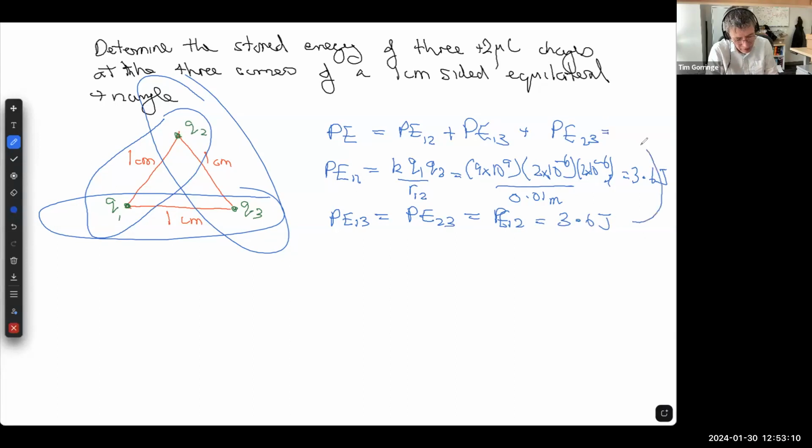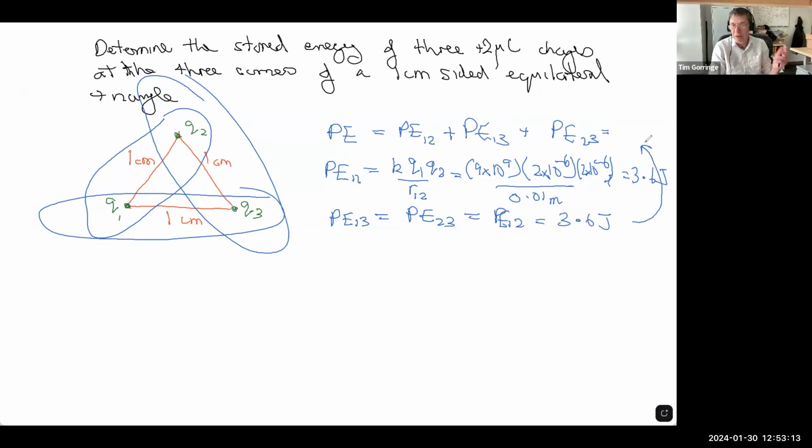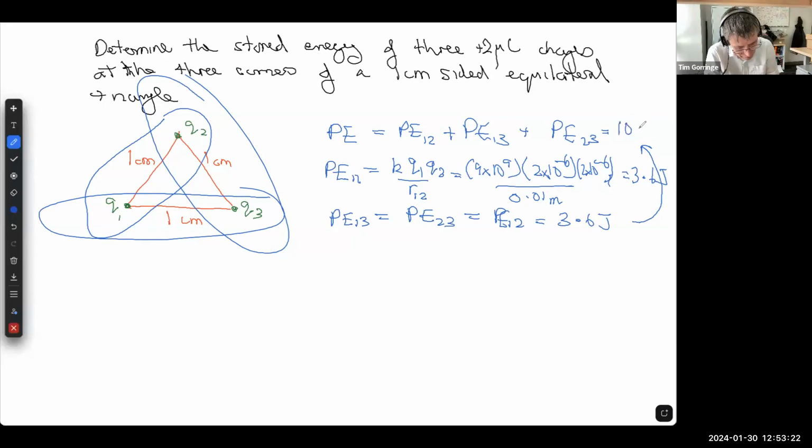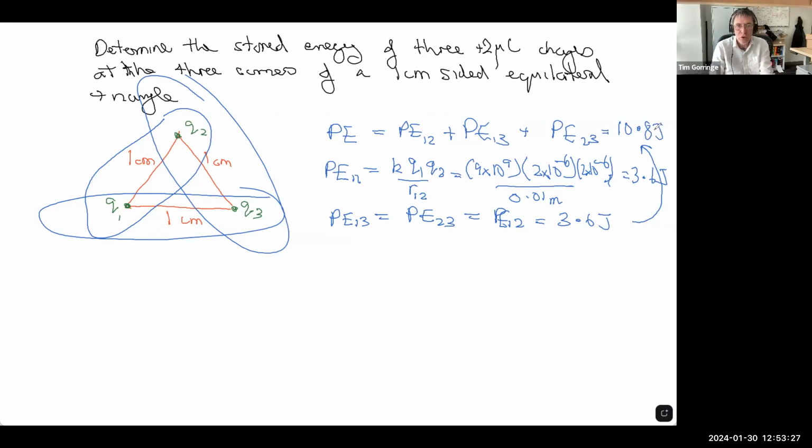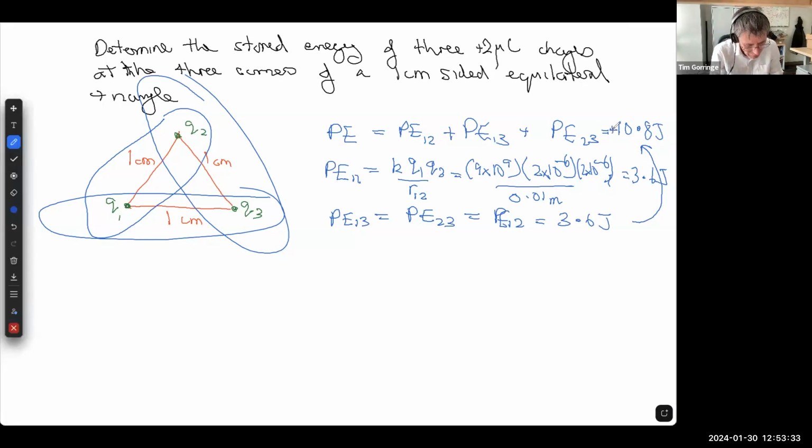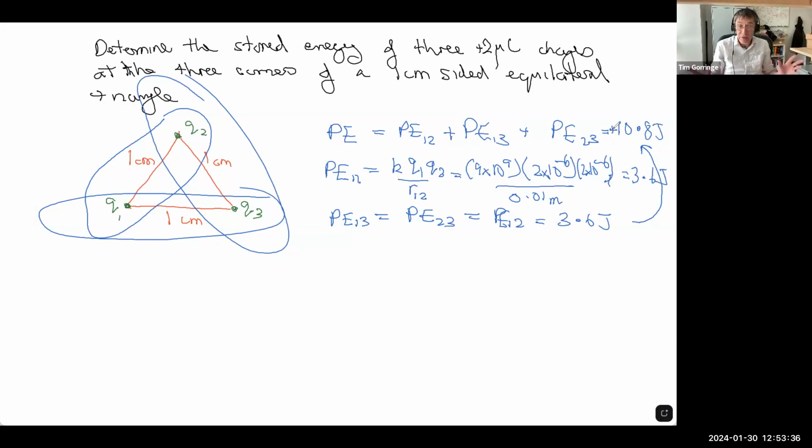I'm going to actually just write it up here. That total energy will be 3.6 plus 3.6 plus 3.6, and that comes out to be 10.8 joules. And that's the total energy that's stored in this arrangement of three positive charges. It's positive. That means simply that we had to do some work to push those charges together, it means that those charges, well, they're all repelling one another. They want to fly apart. If they flew apart, they would release that 10.8 joules into their kinetic energy as they kind of blew up.